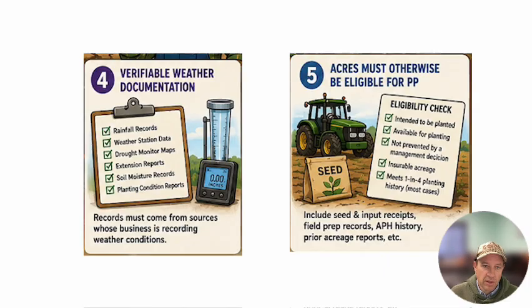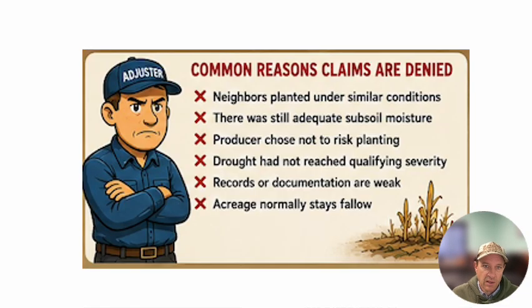And then we also need to include seed and input receipts or have seed measured in the bin to prove you had seed on hand and were ready to go seed that, and now you're not. Maps that you used to plan your seeding out this spring, if you have that and it can show we were planning to seed those fields, that kind of stuff would really help as well.